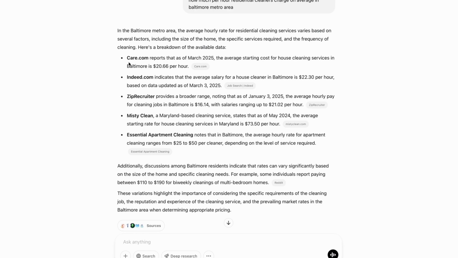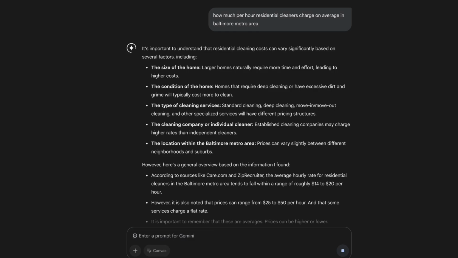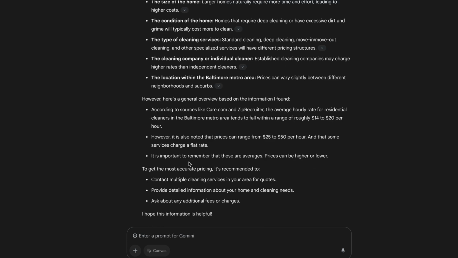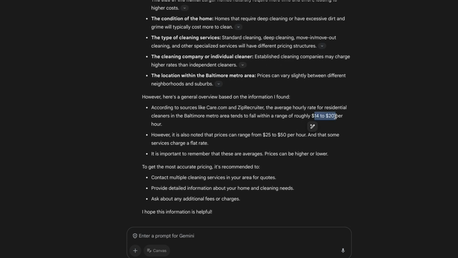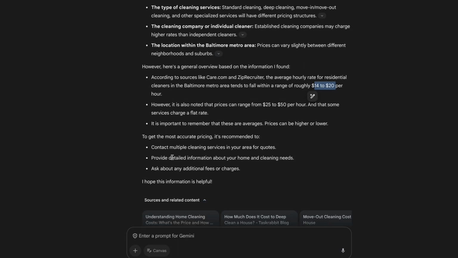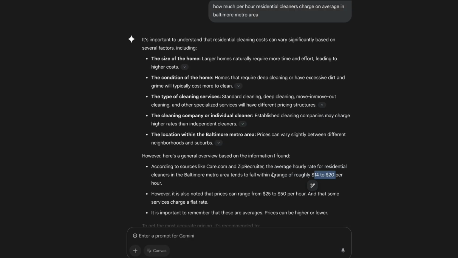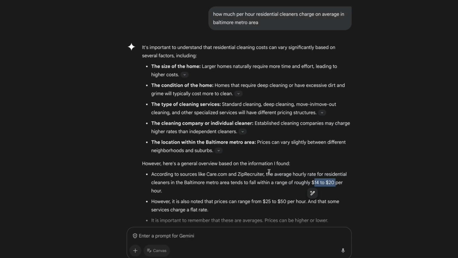Okay. Oh, it did some research. Look, Here.com, $20.66. Indeed is $22. ZipRecruiter is this much. Misty Clean is $73 per hour. And 25 Essential Apartment, $25 to $50 per cleaner. Okay, you've got that. So this should be good. So you can use this for research as well. And here this is giving you 14 to 20 per hour, and some sources cited. So you can do the research with it as well.